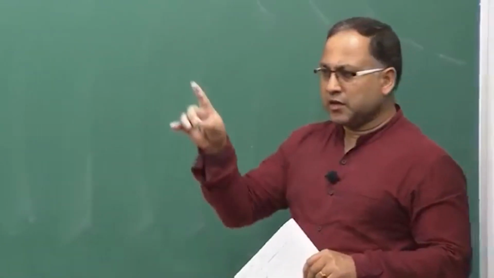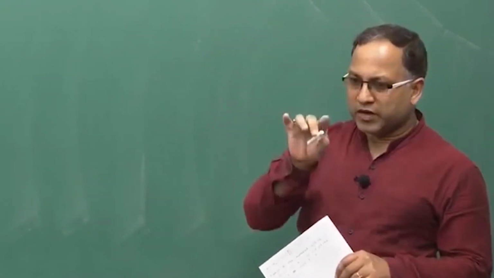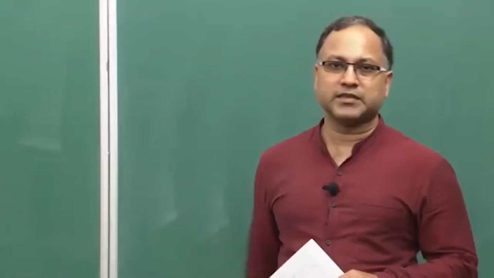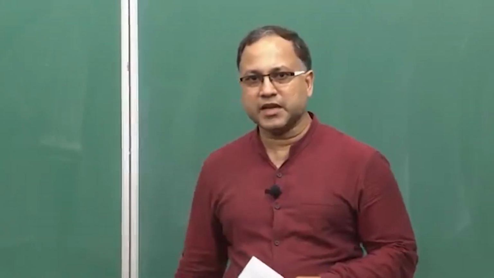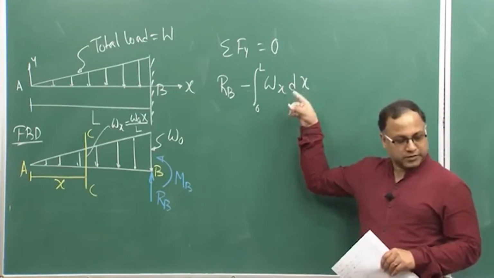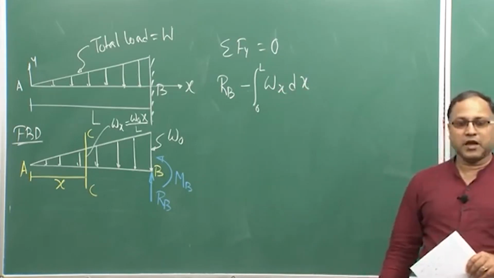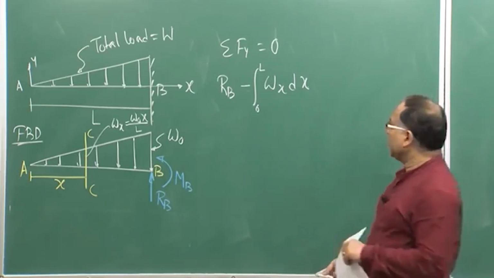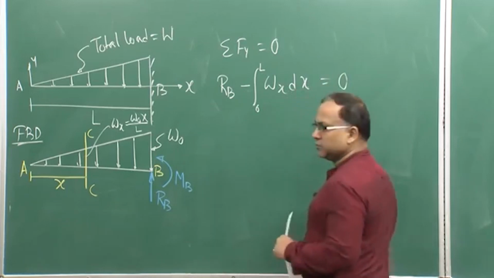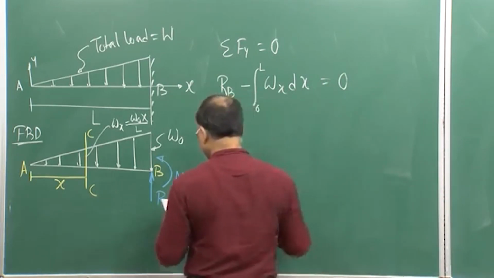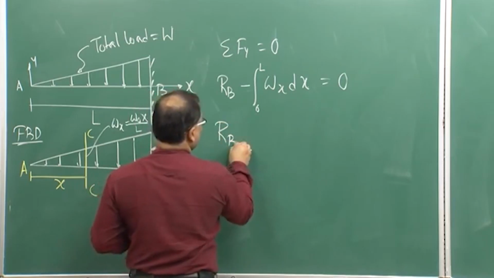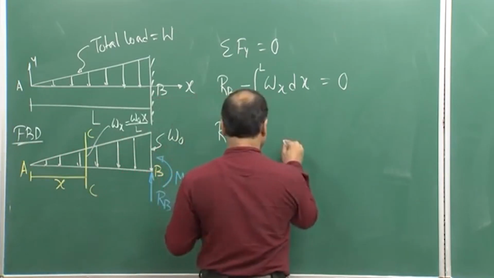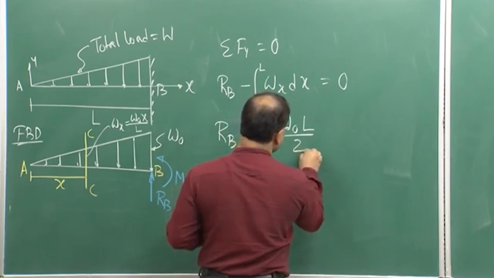If you have a concentrated force delta F over a small distance delta x, then the load intensity is the limit as delta x tends to 0 of delta F by delta x. So, from that condition you get this. If you integrate from 0 to L, you will get the total load. So, that is nothing but RB minus the integral equal to 0, and if you put the value of Wx from this expression, you will finally get RB equal to W naught L by 2.